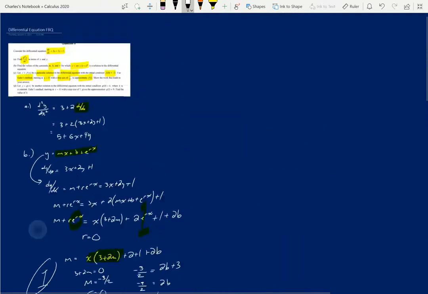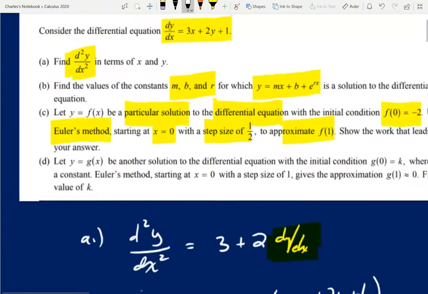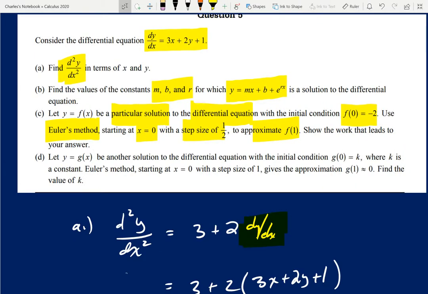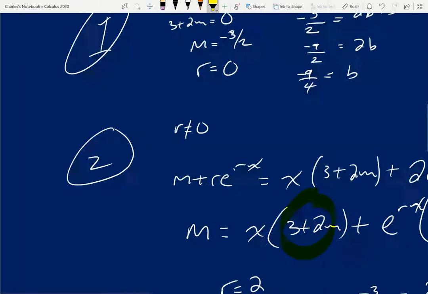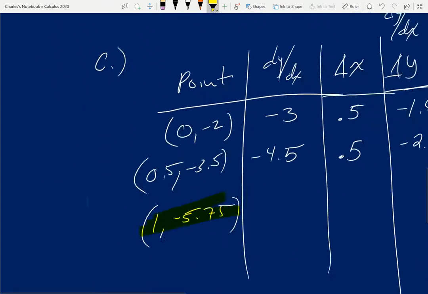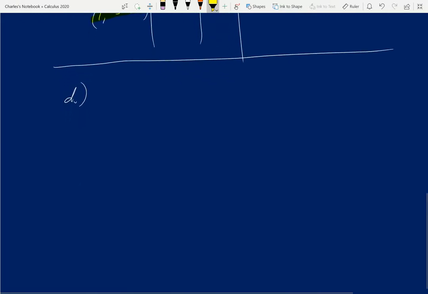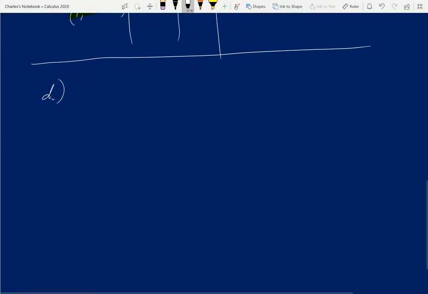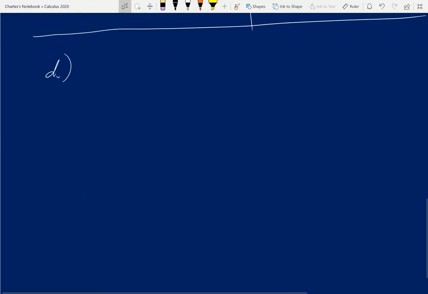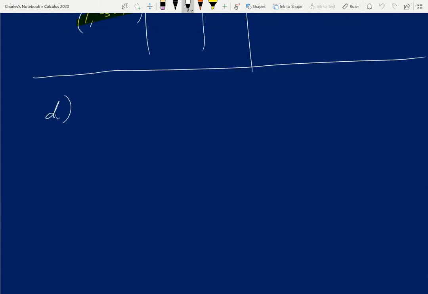And part D says, let g of x be another solution to the differential equation with the initial condition g of 0 is equal to k, where k is a constant. Euler's method starting at x is 0 with a step size of 1 gives us an approximation of g of 1 is approximately equal to 0. Find the value of k. And I'm sure most students who get to this problem have given up by now. And that's fair because it's super challenging. And once a problem confuses you, it's hard to come back to it.